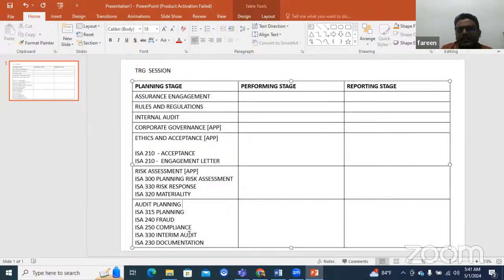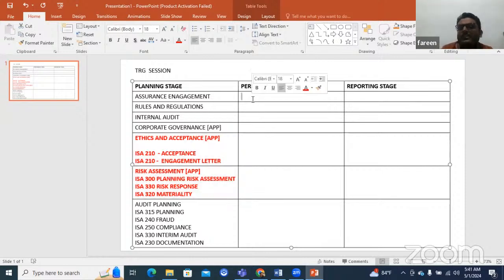So students, if I take these two, we're going to cover in our TRG. Reason, both are 100% confirmed, it's going to be tested. It does not mean that other areas will not be tested. Other areas also you should know, especially the standards, corporate governance and the standard. Okay. This is the planning stage of your audit.